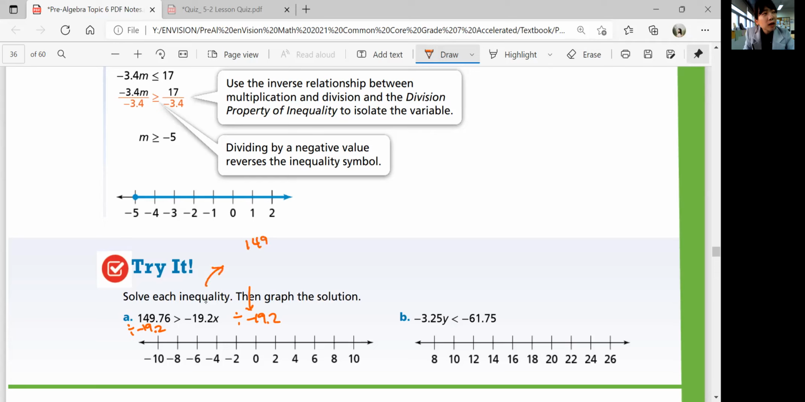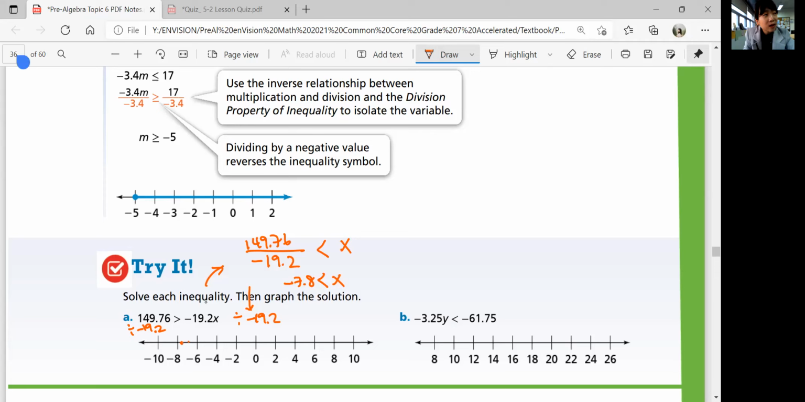So 149.76 divided by negative 19.2 should be less than x. Okay, and that's going to be negative 7.8 less than x. So x is actually greater than negative 7.8, and 7.8 is about here.